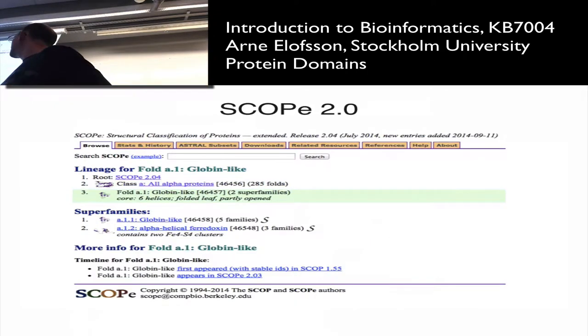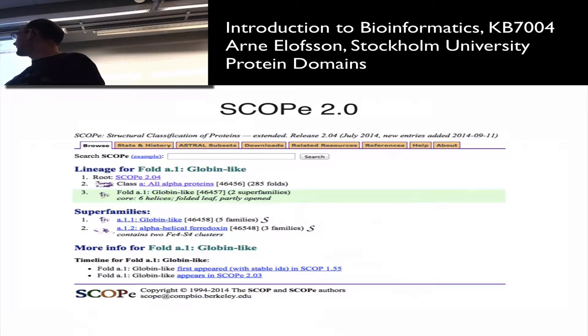And that's ferredoxins, alpha helical ferredoxins, and the globin-like one. So the difference is they look quite similar in structure, but this has a heme group in it, and this has an iron sulfur cluster, I think. And of course, there's more information in this table line here, etc.